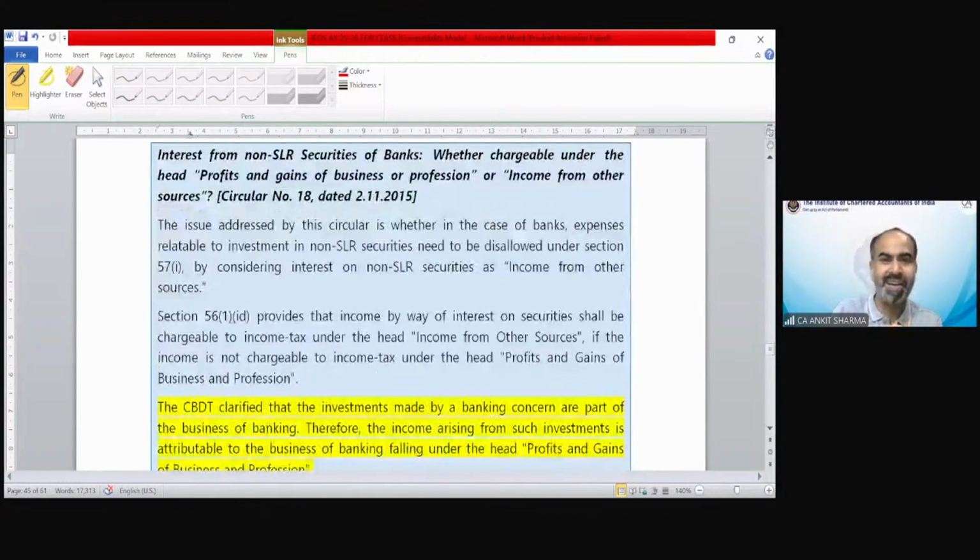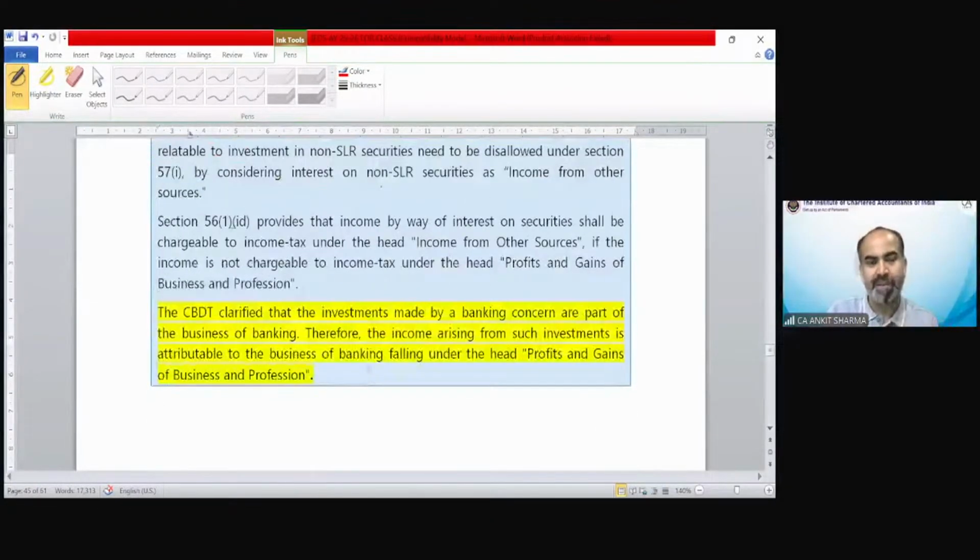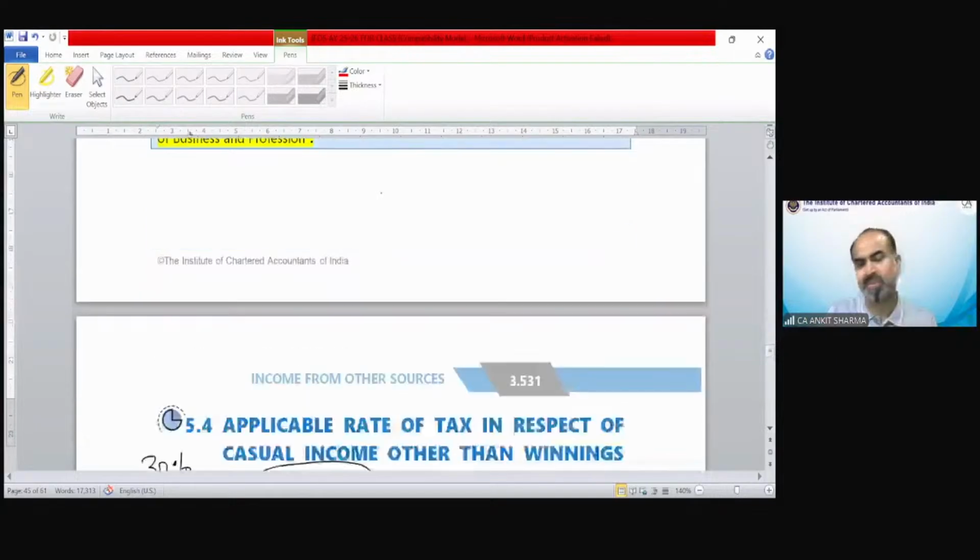The question here is whether the interest income which is received by the bank is going to be taxed under income from other sources or PGBP. We all know the interest income would be part of PGBP from the point of view of a bank, whether it's for SLR or any other purpose.